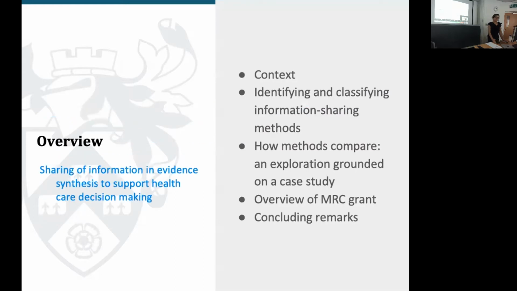So I'm going to give a brief context. It's just the structure of my talk. So a brief context. I'm going to identify and classify information sharing methods in evidence synthesis and explain a bit what they are. We're going to present an exploration on how methods compare using a case study. And I'm going to give an overview of a recent project that we got funded, and that's going to start soon on the same topic. And then I'm going to finish with some concluding remarks and hopefully discussion. Feel free to interrupt if you have any questions or clarifications as I go along. It's more a chat than a formal presentation anyway.